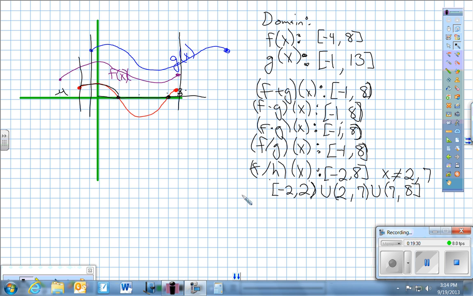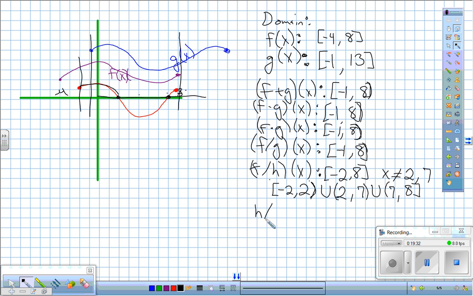But I could also have h over f of x, and I wouldn't have to worry about excluding anything. So my domain would just simply be -2 to 8, because that's where they intersect. But since f never actually goes underneath the x-axis, I don't have to exclude anything like I had to in f over h.